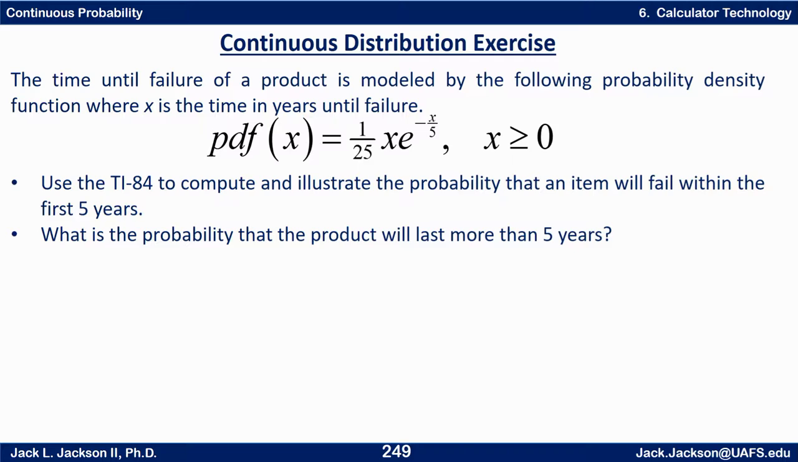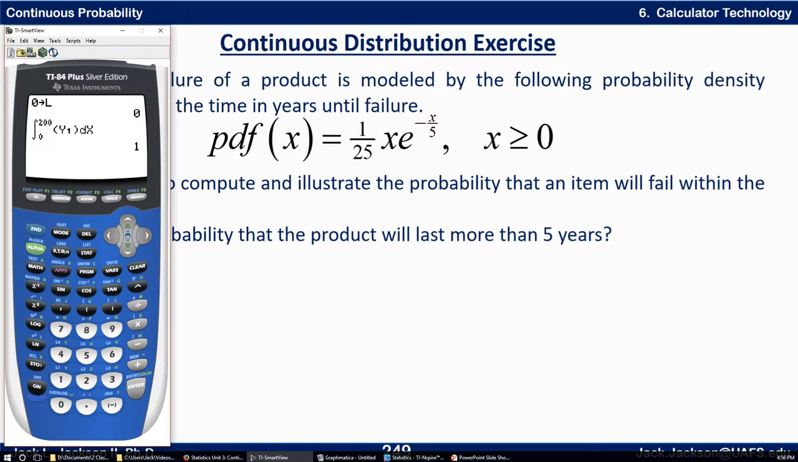What's the probability that an item will fail within the first 5 years? What's the probability it will last more than 5 years? Well, I'll tell you this right away. More than 5 years is just 1 minus the probability less than 5 years. So once we find the first part, we just subtract from 1 for the next part. So I can do it this way. Here, I can go back and take that same thing I did here, but within the first 5 years is from 0 to 5.